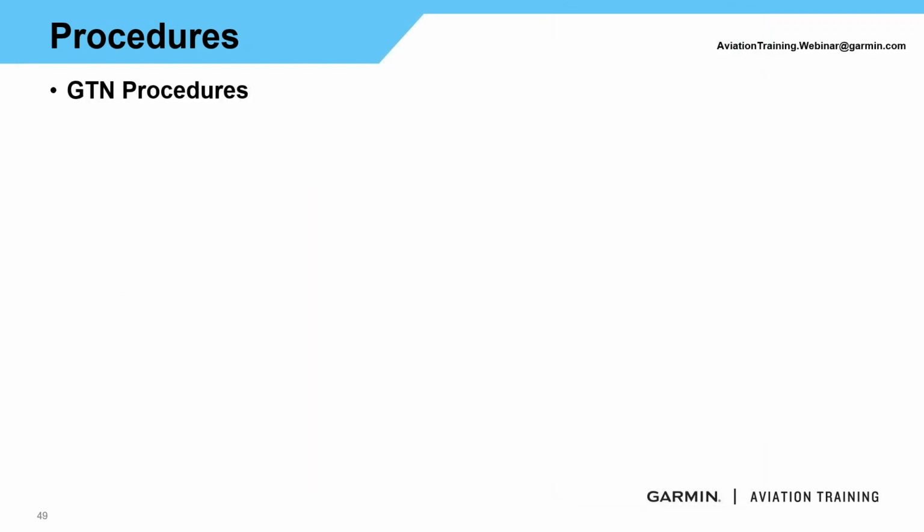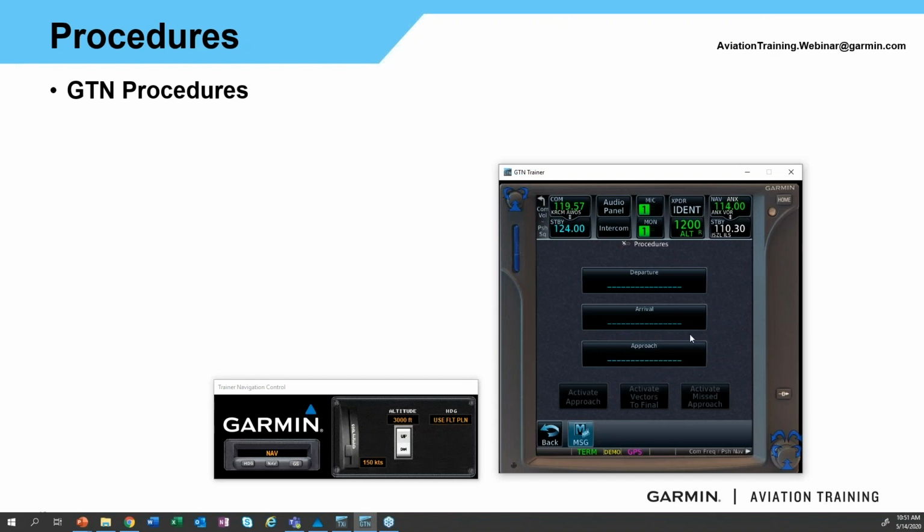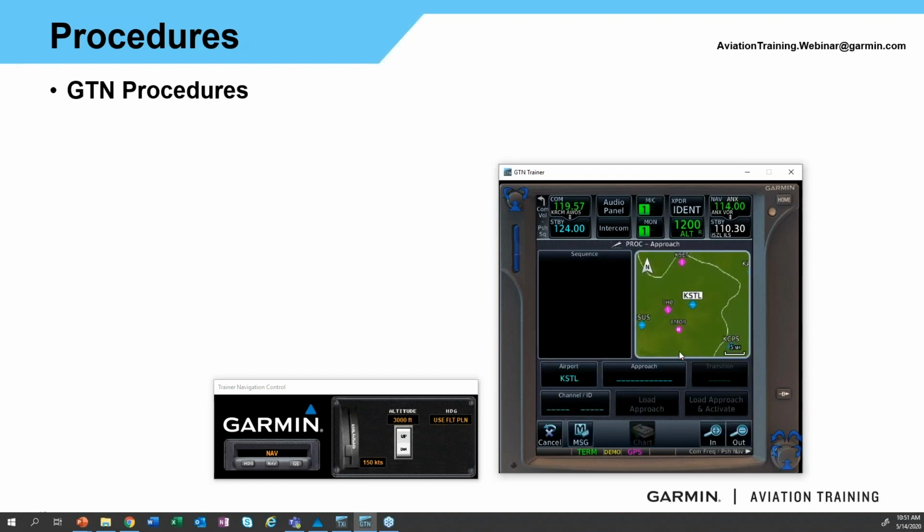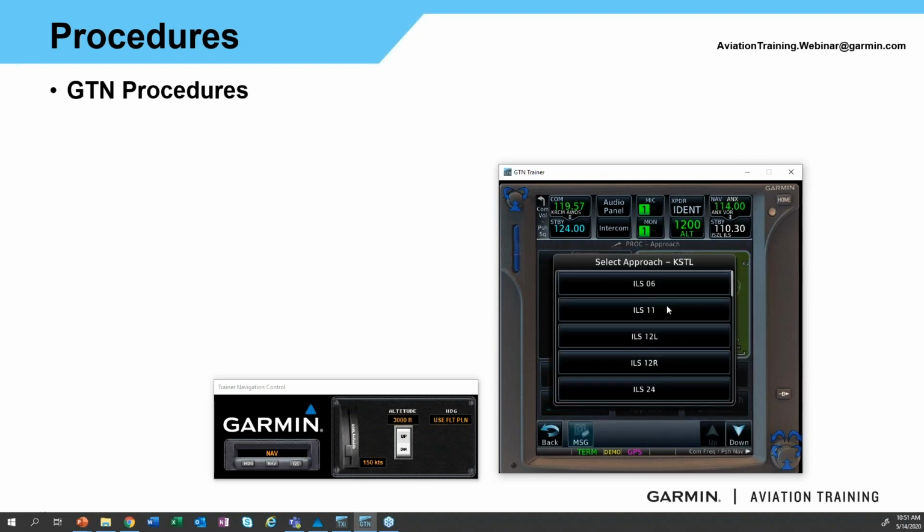All right, so let's look at the GTN for just a moment. So we've got the procedures button. We press that, it brings up the procedures page. I'm going to touch approach. I'm going to go load the ILS 6 into St. Louis. So I've got St. Louis in there. It's pre-filled, but nothing is stopping me from changing that airport. And so then I come over here to the approach, and I'm going to select ILS 6.